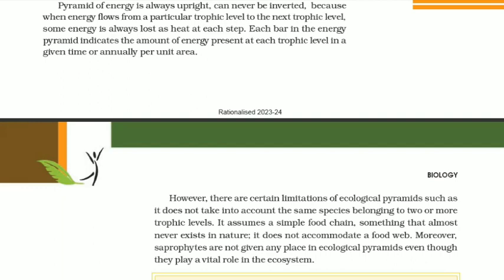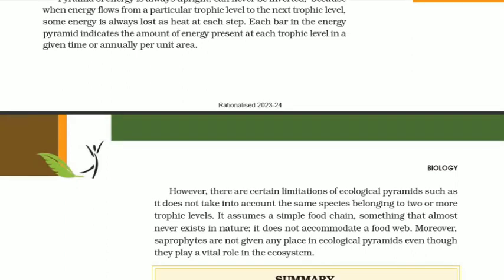However, there are certain limitations of ecological pyramids, such as it does not take into account the same species belonging to two or more trophic levels. It assumes a simple food chain, something that almost never exists in nature. It does not accommodate a food web. Moreover, saprophytes are not given any place in ecological pyramids, even though they play a vital role in the ecosystem.